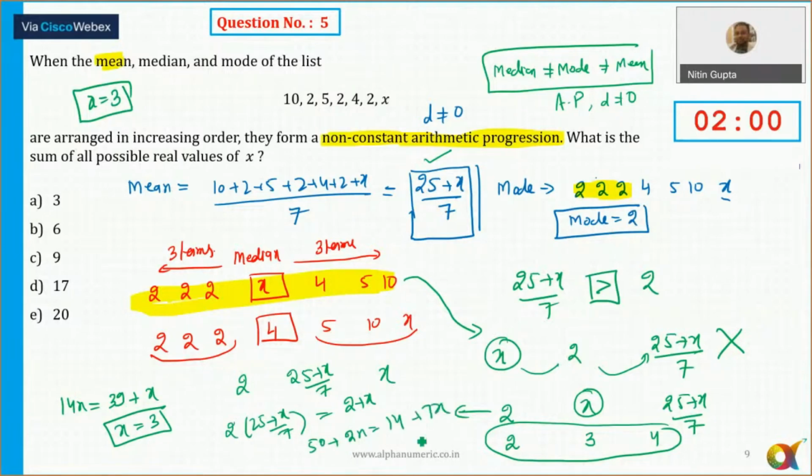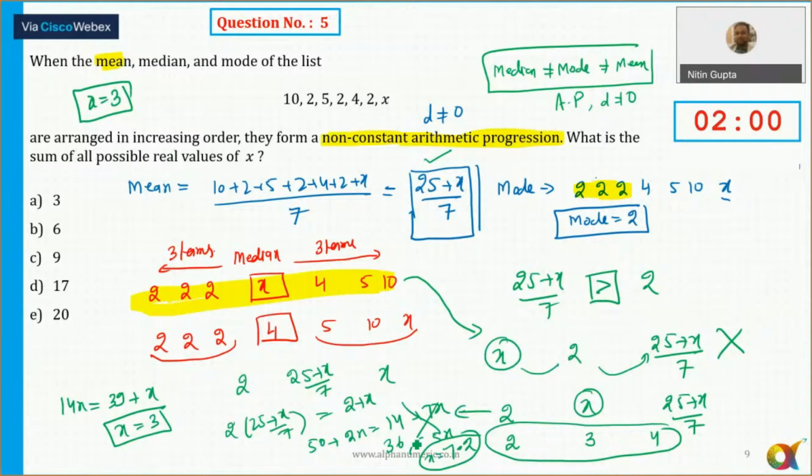If you solve this, I'll get 50 equal to 14 plus 7x. And 7x minus 2x is 5x, and 5x is equal to 50 minus 14, that is 36. So x will be coming out to be 5 sevens are, that is 7.2. But 7.2 is not possible because in the first case, x can take only values between 2 and 4. So this case will also be ruled out. So in case 1, there are 3 possibilities, but out of those 3, the only possibility is x is equal to 3.